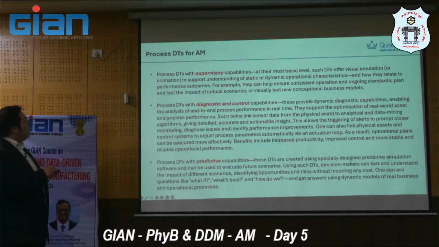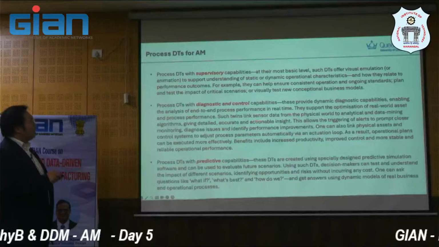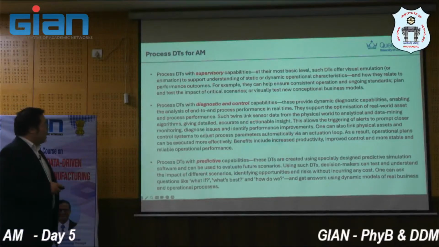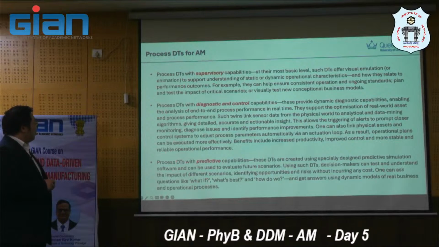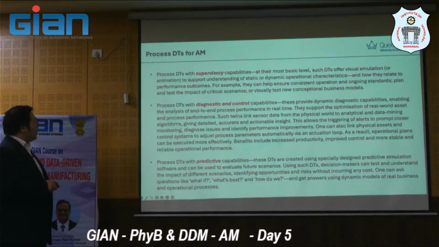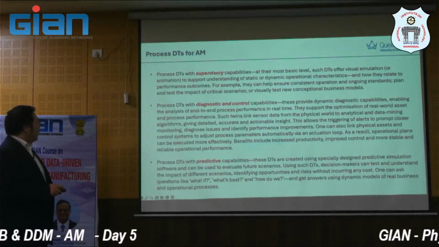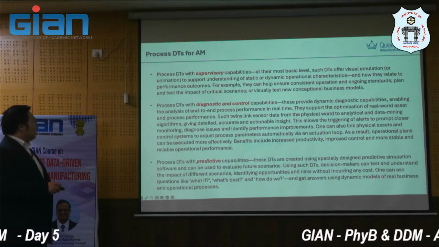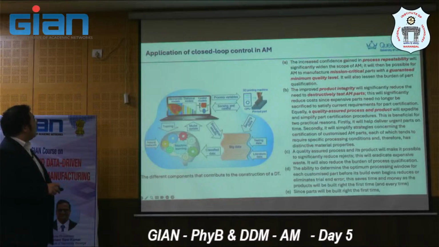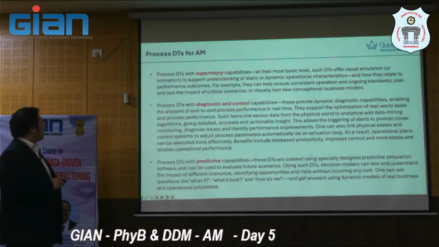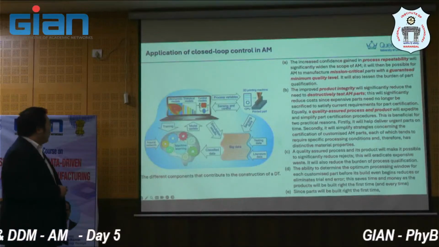And this will link to the sensor data. So diagnostics or control capability is actually about sensorization, using sensors to measure it. And the process digital twin with predictive capability is something for the predictive simulation that we are talking about in terms of the quality control that we looked at previously. So the application of this in AM is starting to be used more and more now.